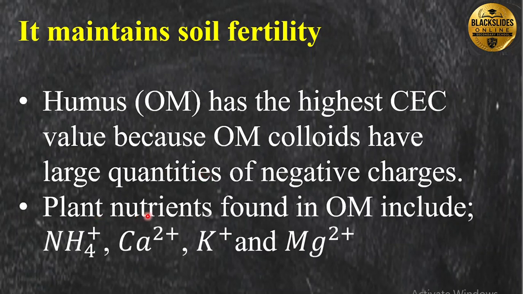So plant nutrients found in organic matter include ammonium, calcium, potassium, and magnesium ions. These are attracted to the negative charges on the organic matter colloids. Remember all the time that colloids have negative charges on their surfaces in order to attract these nutrients.